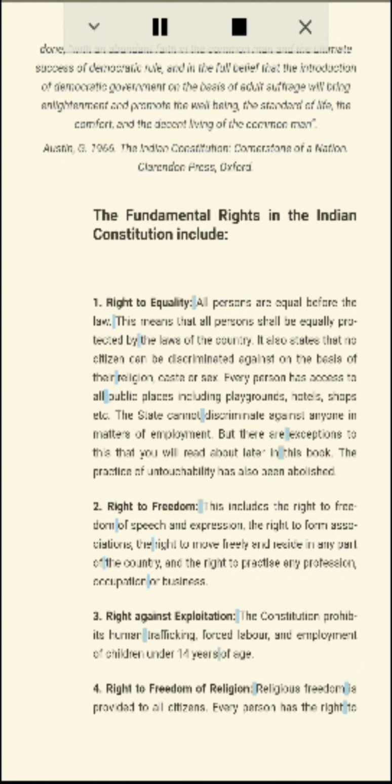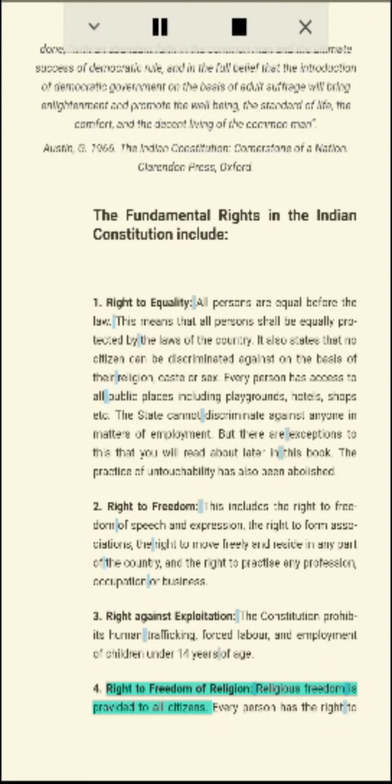Point 2. Right to freedom. This includes the right to freedom of speech and expression, the right to form associations, the right to move freely and reside in any part of the country, and the right to practice any profession, occupation, or business. Point 3. Right against exploitation. The Constitution prohibits human trafficking, forced labor, and employment of children under 14 years of age.